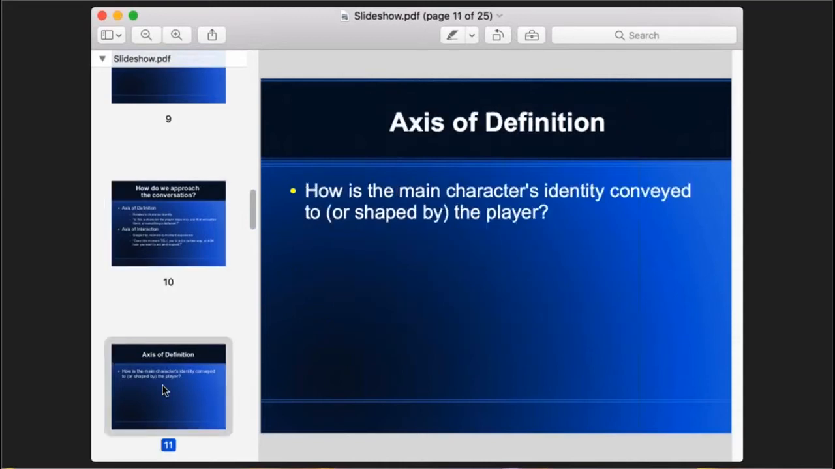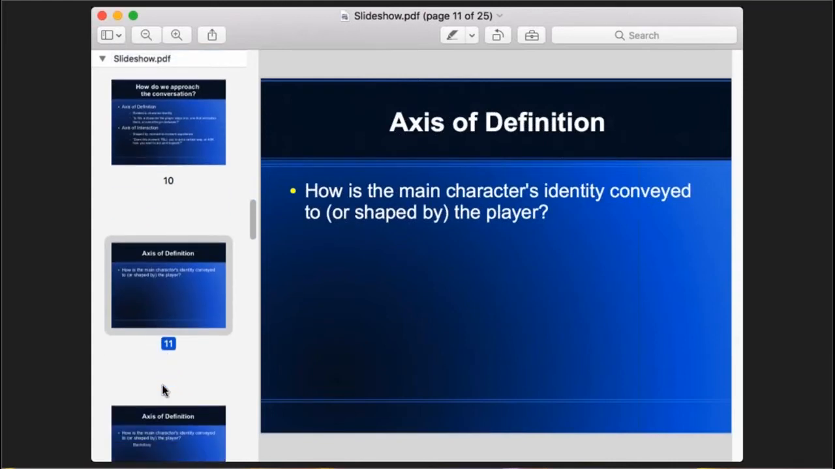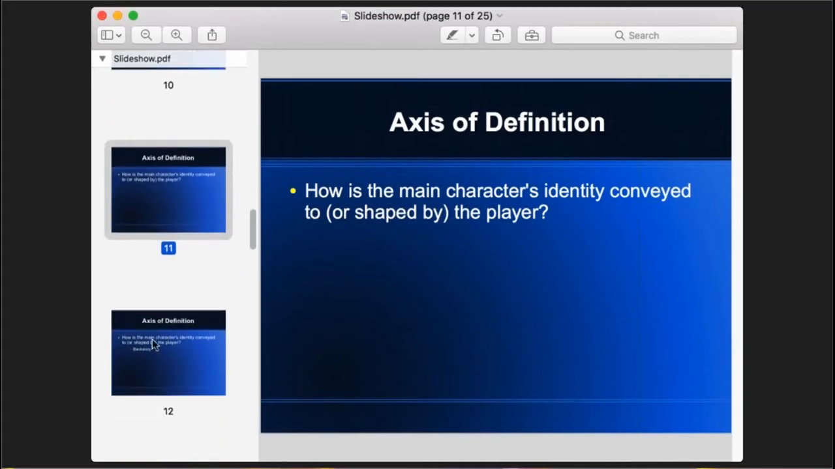So what are some of the ways that the axis of definition works, that we convey the main character's identity to the player, and that the player can help shape a main character's identity? And this is kind of basic storytelling stuff, but just to touch base on it real quick. Backstory is obviously one of them.